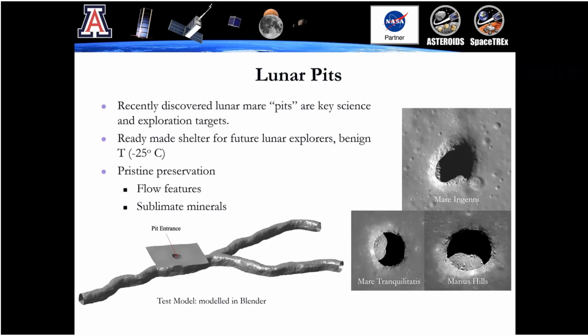So as we can see here, there have been a whole variety of lunar pits discovered, and they could be ready-made shelters, and they could be in pretty much pristine conditions. And so here are a few of them: Mare Tranquillitatis, Marius Hills, and Mare Ingenii.